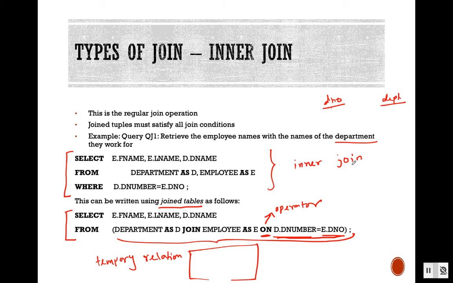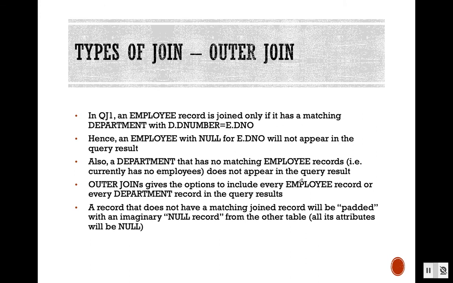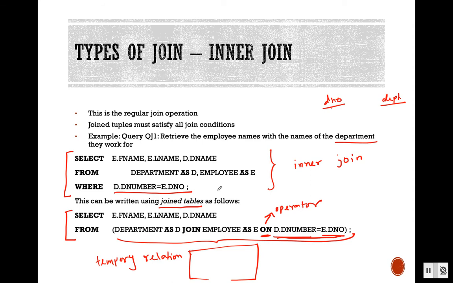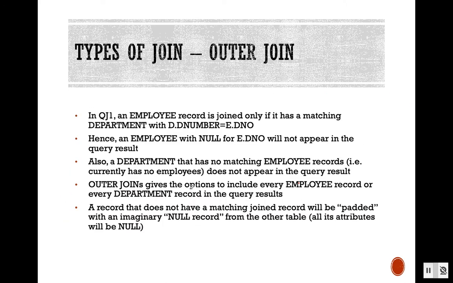Inner join is a regular join. In this inner join, whenever we find a relevant tuple where the attribute matches in both of these relations, it is going to return that result. Now, in the inner join we are using the condition D.Dnumber equals E.DNO. Now let's see what happens.